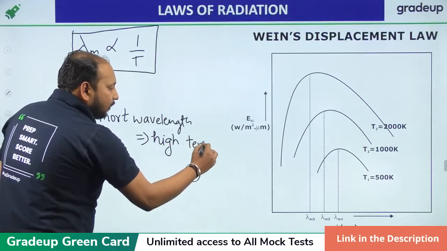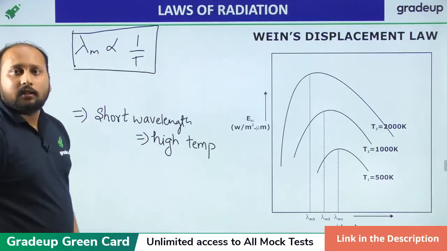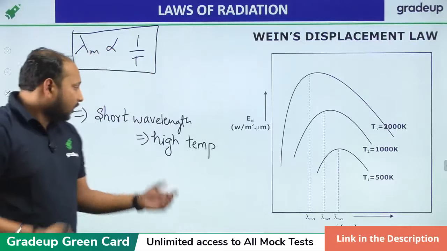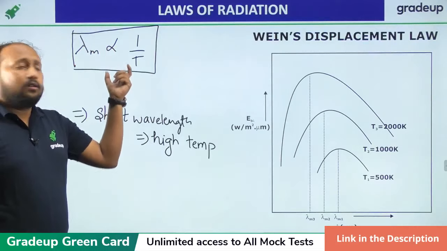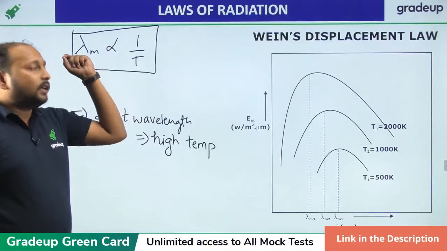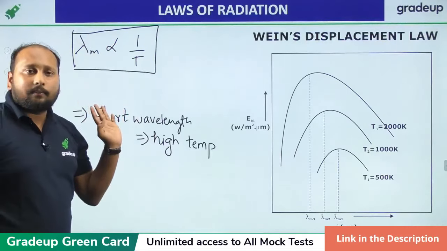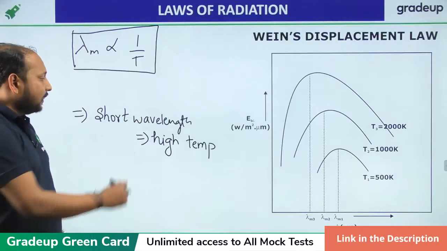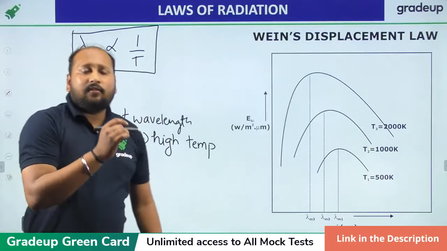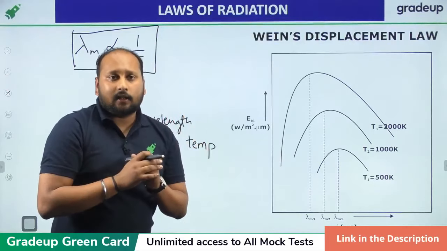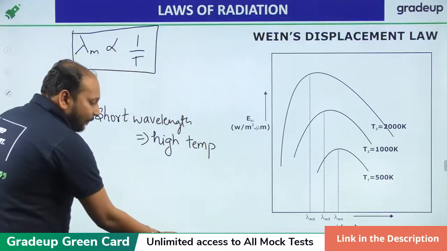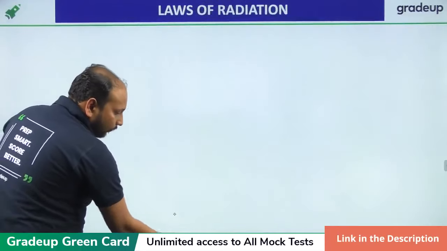temperature, because you have seen from this equation, very good Anju, that the maximum wavelength corresponding to the maximum emissive power is inversely proportional to the absolute temperature. So what does that mean? If we are dealing with high temperature, we will have shorter wavelength. Let us take one basic example.